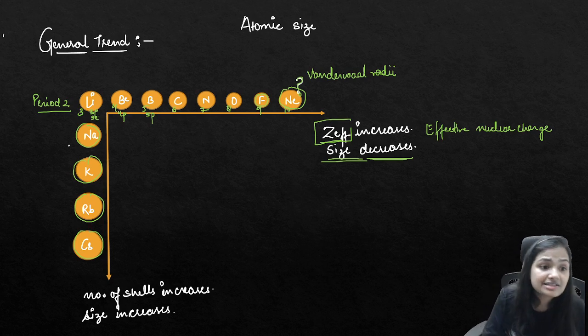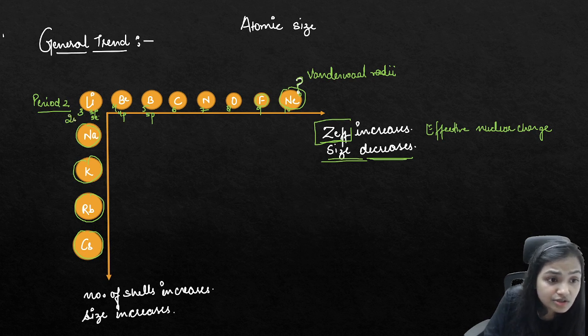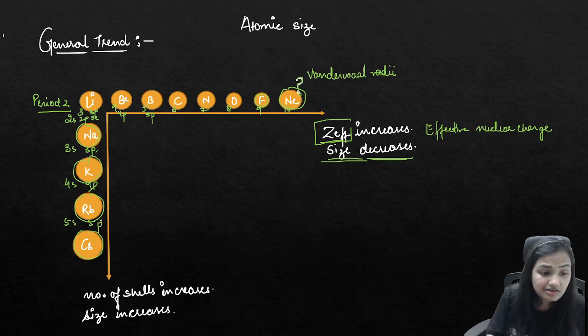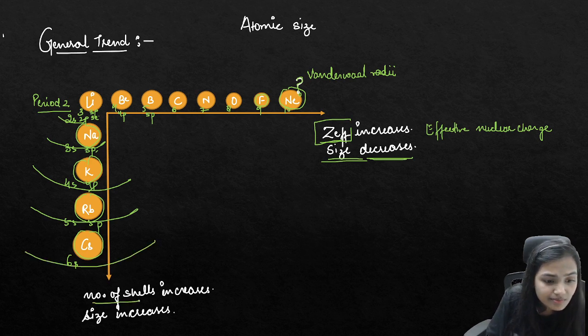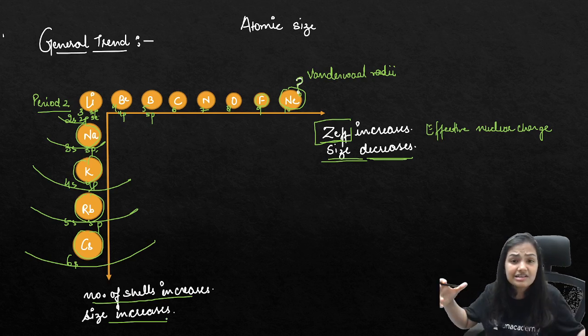Why is there an increase in size? Because here we have a 2s2p orbital, here a 3s3p orbital, here a 4s4p orbital, here a 5s5p orbital in this particular period, and here we have a 6s. So the number of shells is increasing: second shell, third shell, fourth shell, fifth shell, sixth shell. Therefore the size increases.